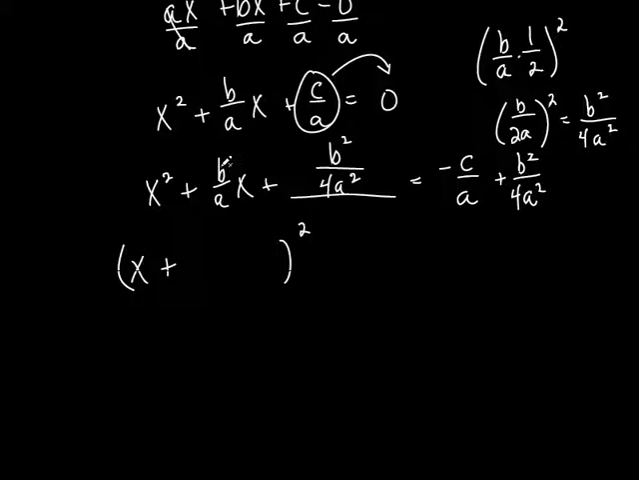How do we get this one right here? Two ways. You could either take the square root of this last one, or you could take half of this one. You get the same thing. So what would you get? b over 2a.